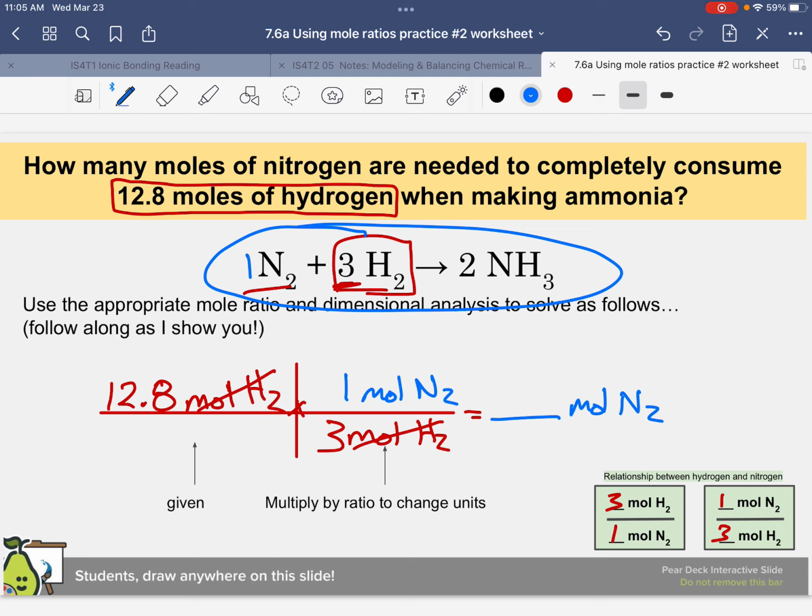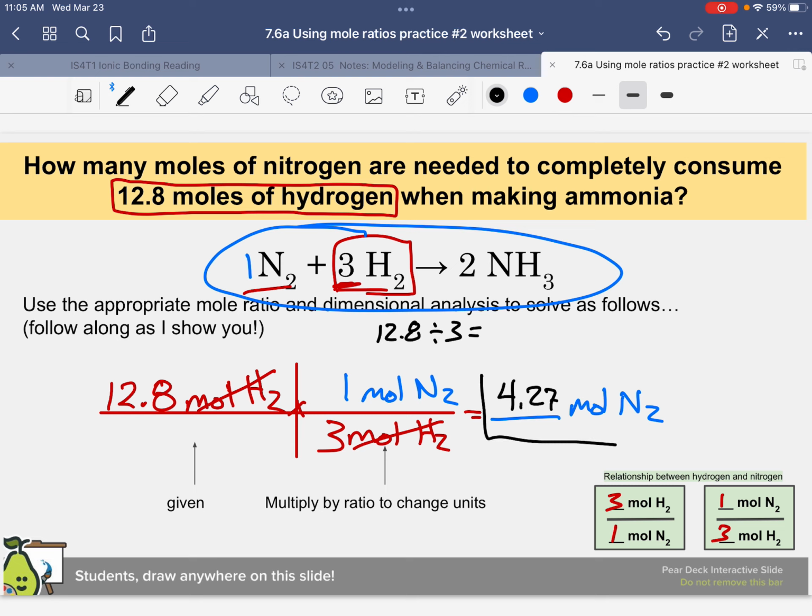But this is easy. So now I'm going to take my calculator, and I'm going to type 12.8 times 1, I don't really need to do that, divided by 3, and you're going to get your answer. Do that in your calculator right now, pause the video, and see what you get. Make sure you round, in this case, to 2 decimal places. And you should get, when you're done, 4.27. So it takes 4.27 moles of nitrogen to completely use up 12.8 moles of hydrogen.